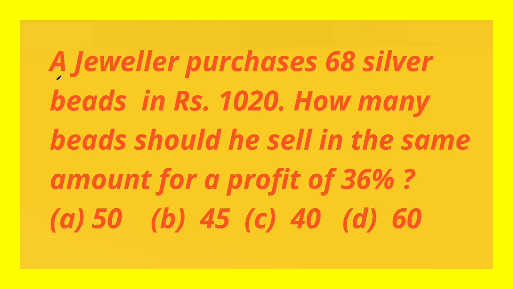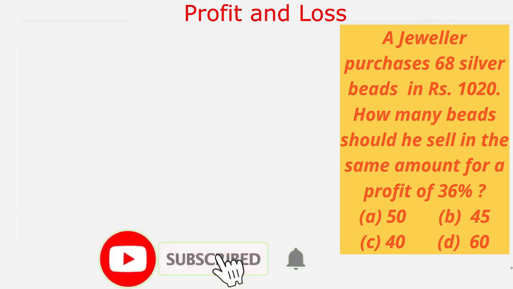Our question is, a jeweler purchases 68 silver beads for rupees 1020. How many beads should he sell for the same amount for a profit of 36%? And the given options are option A 50, option B 45, option C 40, option D 60. We will solve this question by 2 methods.